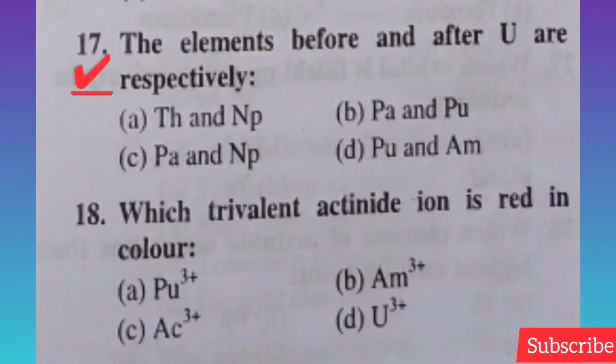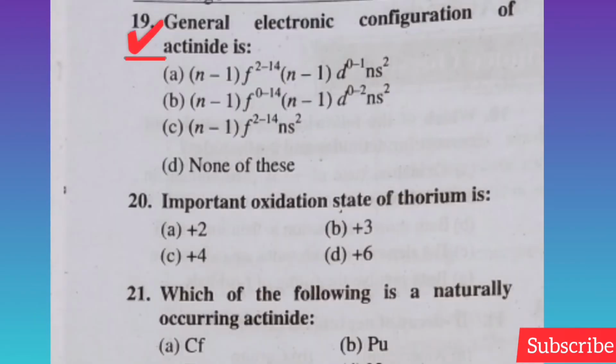18 number question, the element before and after U are respectively. Option C is correct. 18 number question है, which trivalent actinide ion is red in color? Option D is correct, U3+. नेक्स्ट क्वेश्चन है, जनरल इलेक्ट्रॉनिक कॉन्फ़िगरेशन ऑफ एक्टिनाइड इज. ऑप्शन बी इज करेक्ट. लेकिन ऑप्शन बी में जो डी सेल है उसमें 0 से 1 होगा, 0 से 2 नहीं होगा, तभी ये ऑप्शन सही होगा, नहीं तो हम इस पे नॉन ऑफ दिस पे टिक करेंगे.